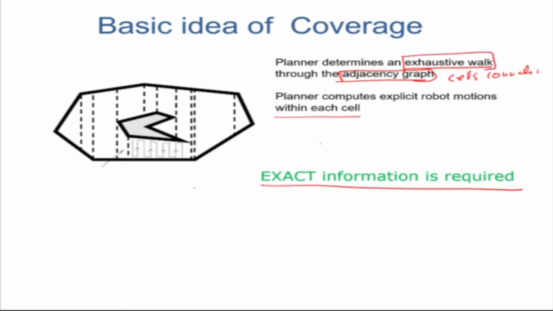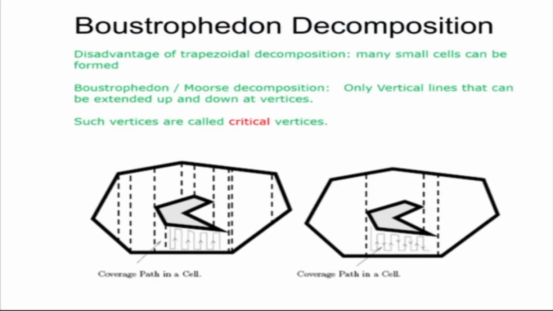So what we can do is break it up into cells, or an adjacency graph. I have broken it up into cells, like in the previous case, using trapezoidal cell decomposition. Then I start cleaning each of the cells one at a time. That will ensure that I have covered all the cells and no cell is left. Now, how do we do that? This is called Boustrophedon decomposition.